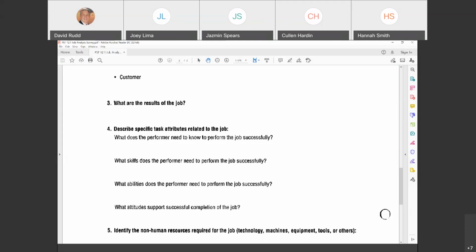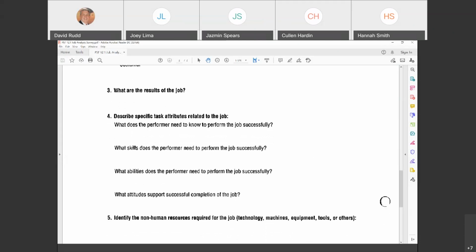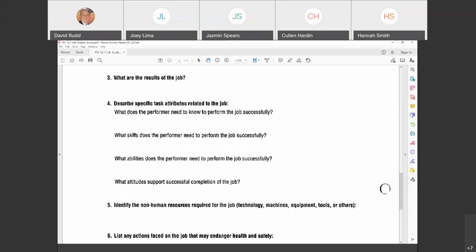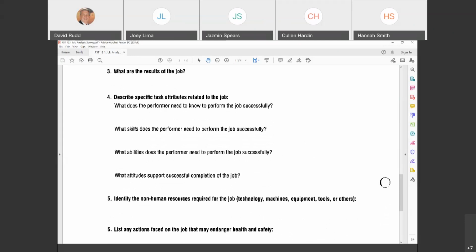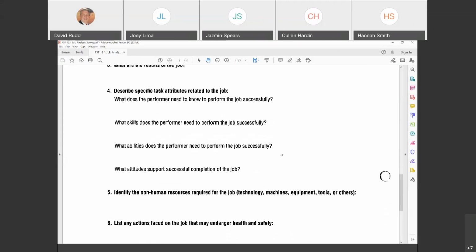Describe the specific task attributes related to the job. What does the performer need to know to perform the job? What skills do they need to have? What abilities do they need? And what attitudes support successful completion of the job? And you're looking at the worker and the work itself.